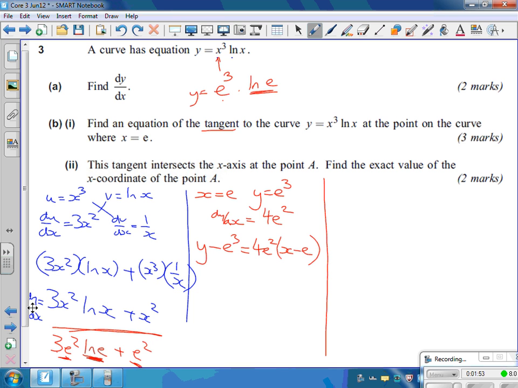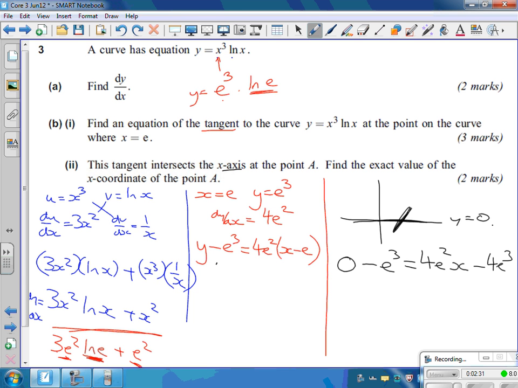Last part. This tangent intersects the x-axis at point A. So when you're crossing the x-axis, it's the y number that must be 0. So we're sticking in y equals 0 into this formula here. So I've got 0 minus e to the 3. Let's multiply this out now, shall we? So we've got 4 e to the 2 times x minus 4 e to the power of 3, sort of e squared times another e to the power of 3.